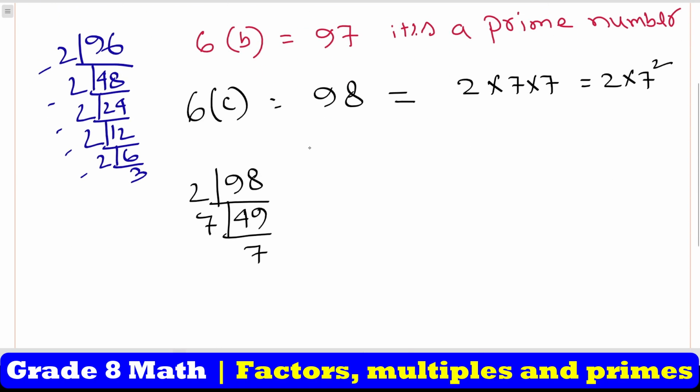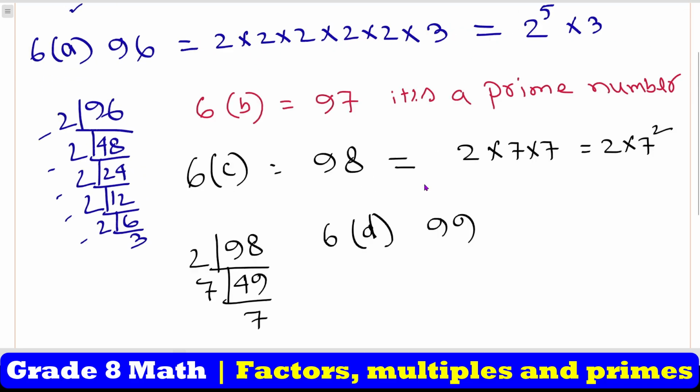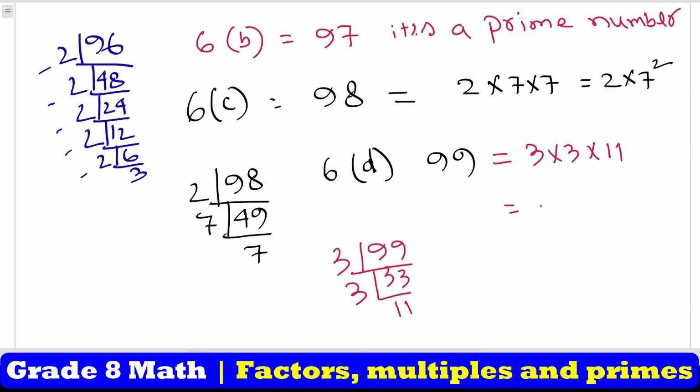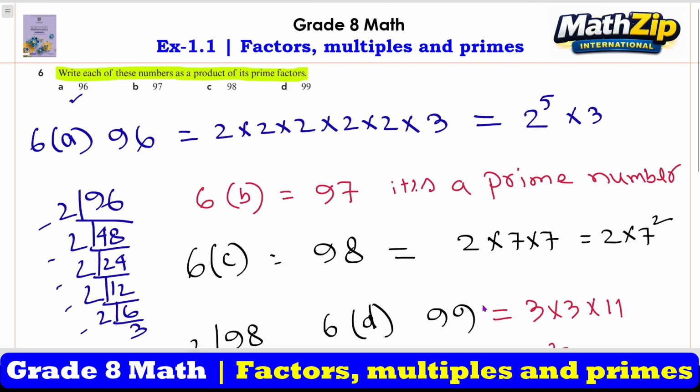And what will be the last one? It's number D. 6D, which is 99. So 99 can be divided. It's an odd number, so we can divide by 3. It's 33. Again divide by 3, it's 11. So finally we get 3 times 3 times 11. And what will be the final answer? 3 squared times 11.